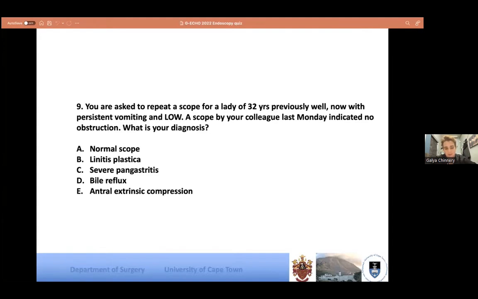On CT scan, a very thick concentric distal body and antrum in keeping with linitis plastica. So just again, don't ignore persistent symptoms. The patient isn't always just making funny symptoms up out of their head. There is sometimes a problem where a previous scope has been reported normal. So I think a second opinion isn't always a bad thing. But yes, thank you for picking that up.